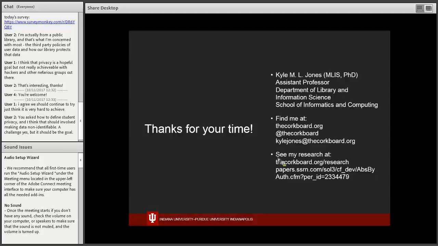We have two comments. Celia says, I agree, we should continue to try, just think it is very hard to achieve. And that's in response to your comment. And then Catherine says, you asked how to define student privacy, and I think that should involve making data non-identifiable. A challenge, yes, but it should be the goal.